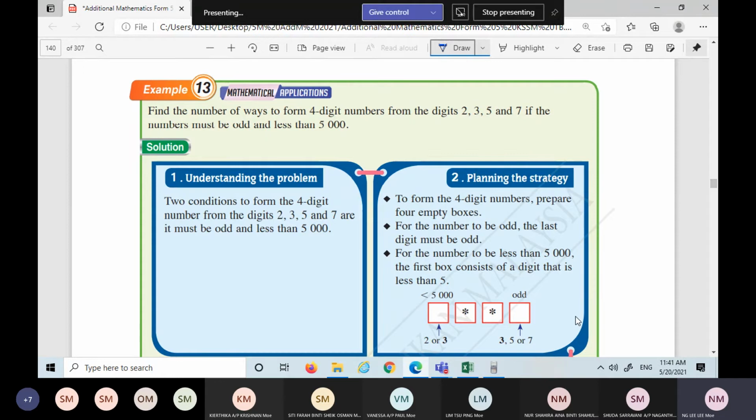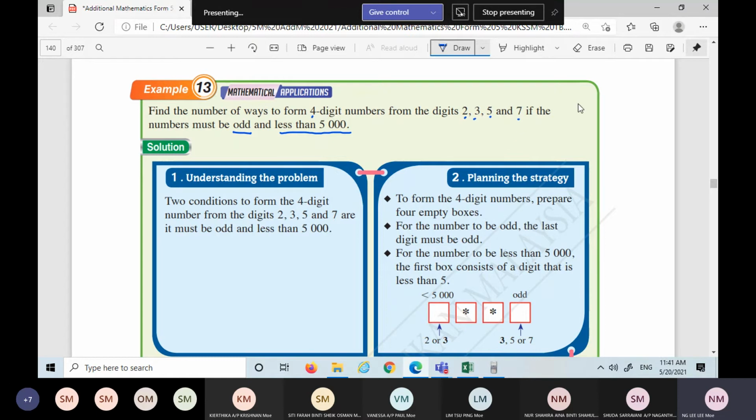Again the same thing, arranging digits. Find the number of ways to form a 4-digit number from the digits 2, 3, 5, 7, if the number must be odd and less than 5,000. There are 2 conditions here: odd, and less than 5,000. So 4 arrange 4.